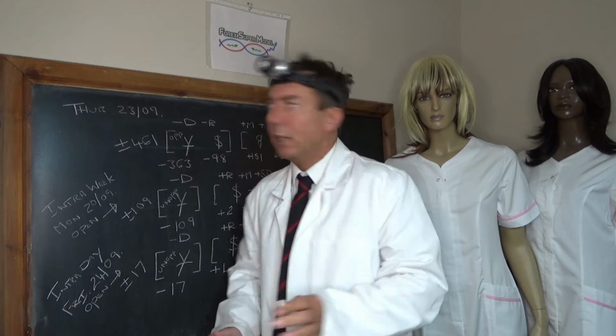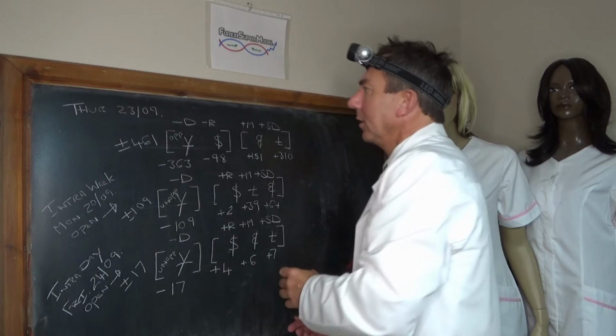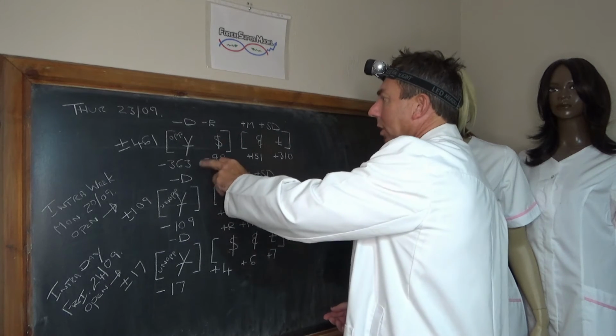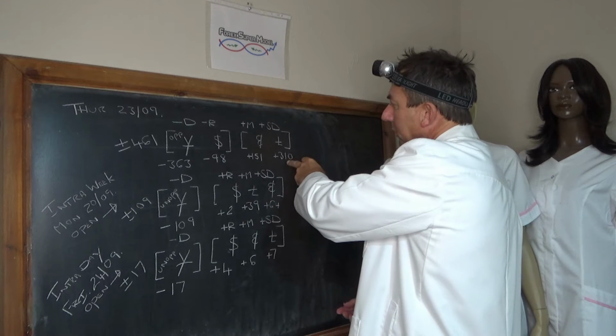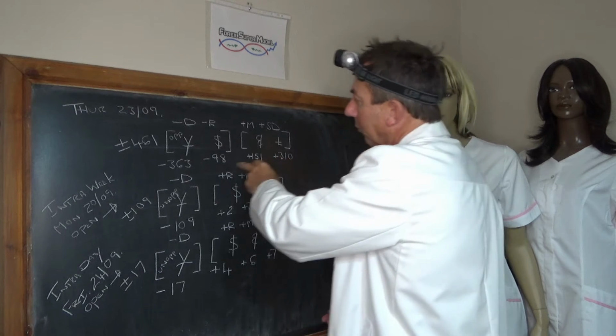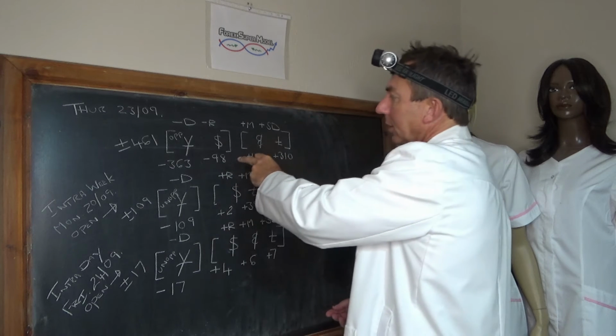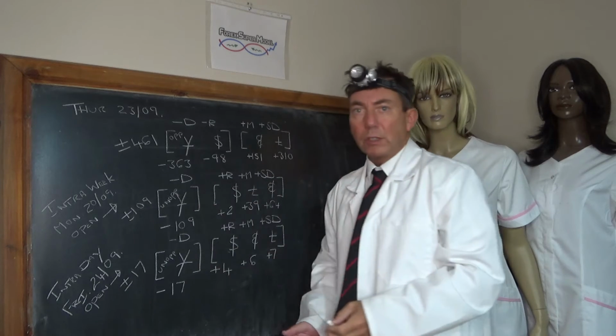Right, yesterday then, the 23rd, Thursday, we had a negative opposed driver in the yen at minus 363, front and back door flows mainly going into the pound at plus 310, into the euro at plus 151, and the dollar was a negative rock at minus 98, activity plus or minus 461.